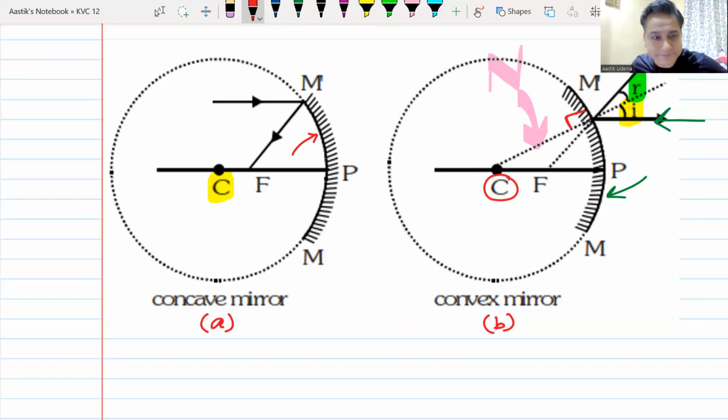Yes or no? Yes, sir. Simple things. If you understand, life is going to become very easy. I'm going to draw it on the left hand side because it is not drawn. So I will draw it.